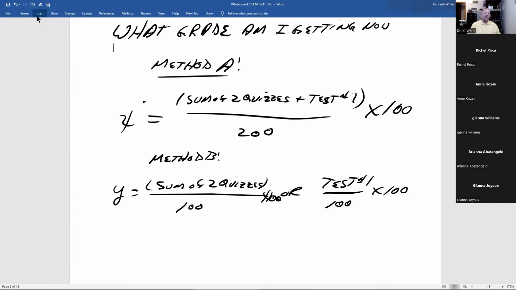Sorry about that. Now, in method B, you either take this calculation or this calculation to get Y. And that's because you can drop test number 1 or 2 quizzes. Whichever of those is the higher number, Y, if it's 90 to 100, you're getting an A, 80 to 89, B, 70 to 79, C, 60 to 69, D, and less than 60, F. And that's how you get your current grade.